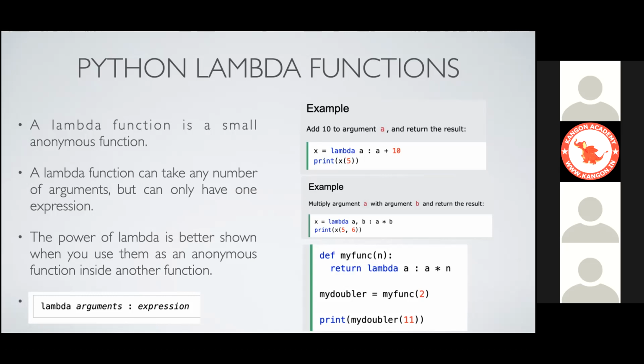So the power of lambda is better shown when you use them as an anonymous function inside another function. So function inside function, it is like the nested function. The way of writing the lambda function is: lambda arguments colon expression. You need to write the keyword lambda, then give the argument, give a colon, and then write the expression.